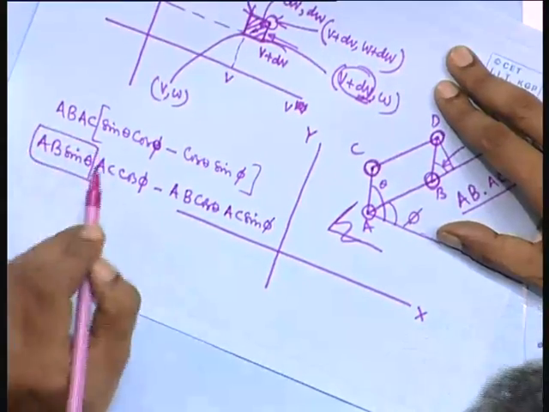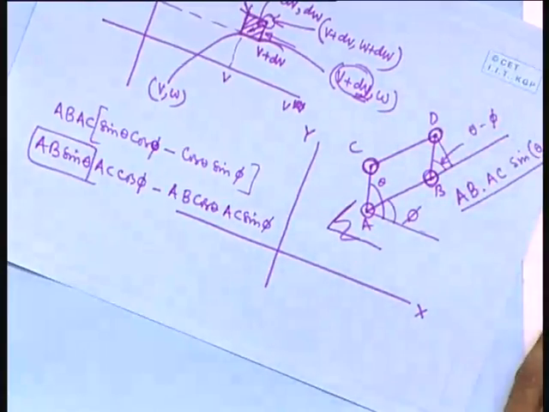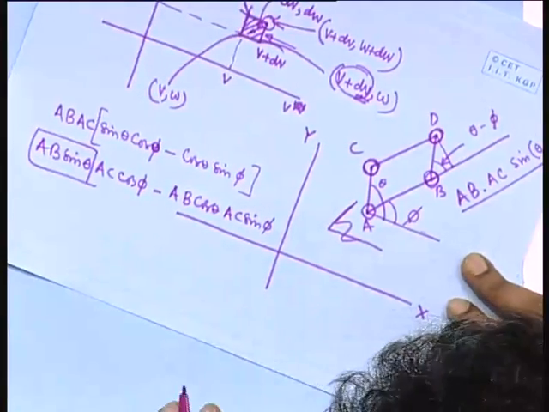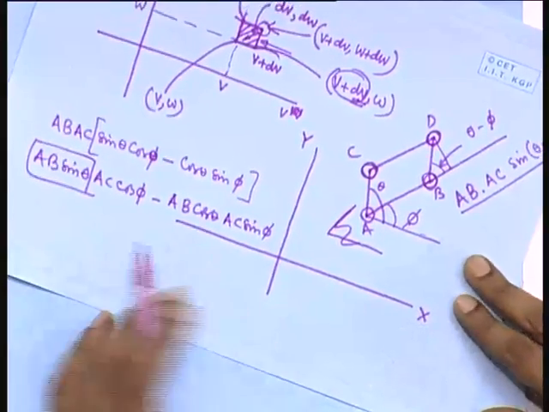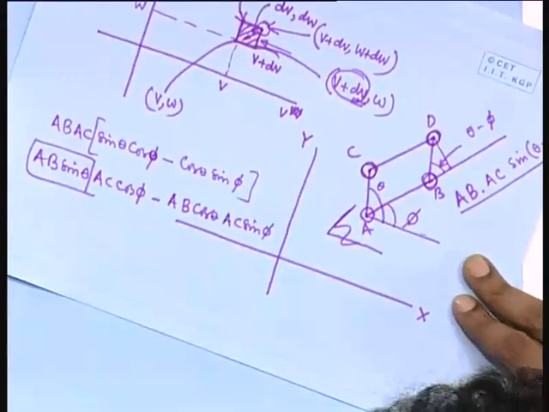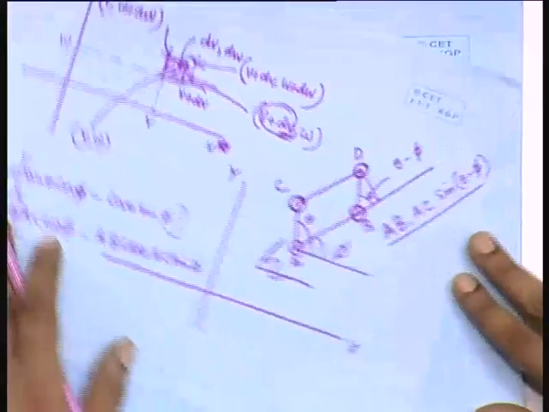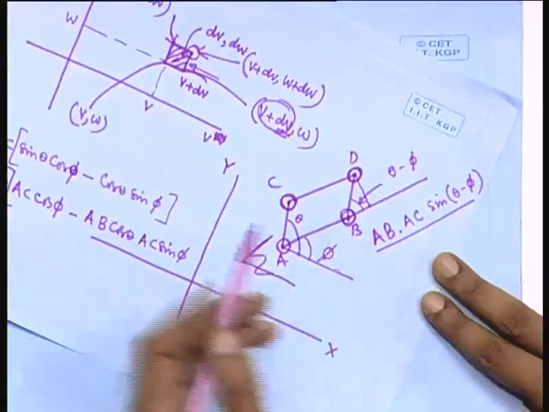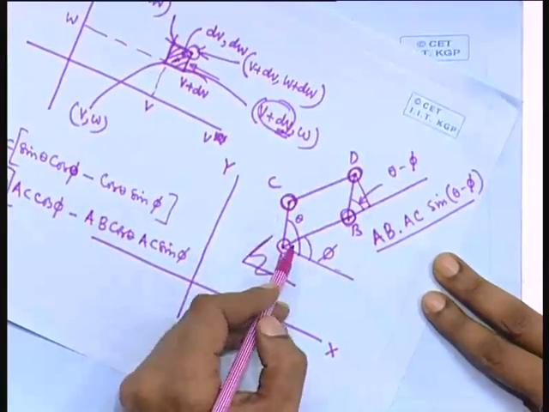Now if you find out these, rather, one second, we will combine them differently. No, but we can do that same thing. Now you see what is AB sin theta? AB sin theta is this one.